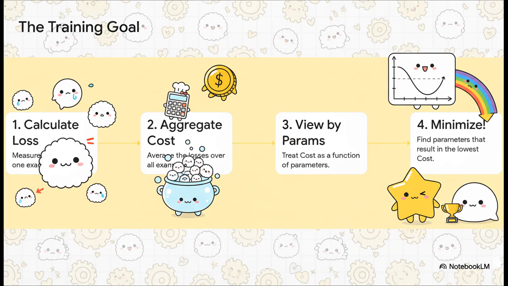So this slide lays out the entire game plan. Step 1, we calculate the loss for every single point. Step 2, we average them all together to get the cost. Step 3, we start thinking of that cost number as being controlled by the model's internal knobs and dials. And finally, step 4, the entire goal of training becomes finding the exact combination of those knobs and dials that makes that final cost number as low as it can possibly go.